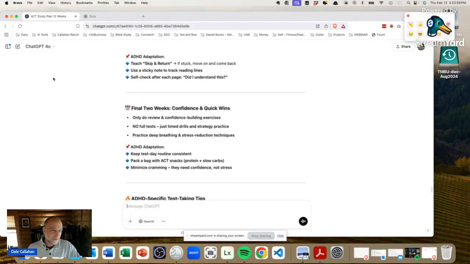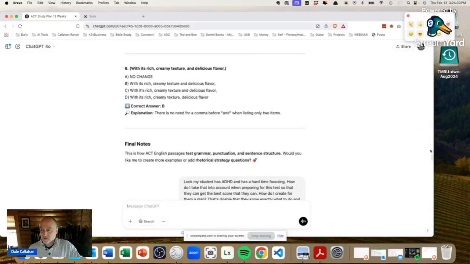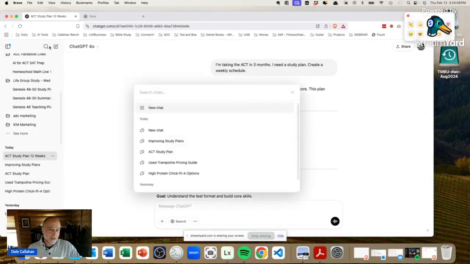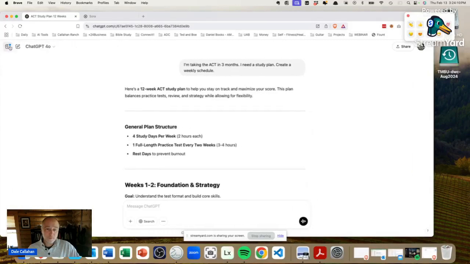They do have something they did not have just a couple of weeks ago. Any of you that have used it, they have a search button now. You can search over your chats, that's cool. They didn't have that. All right, so let me jump in.